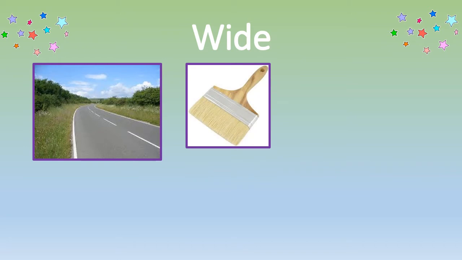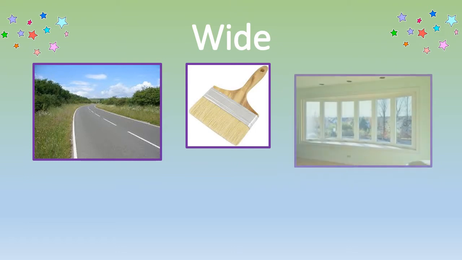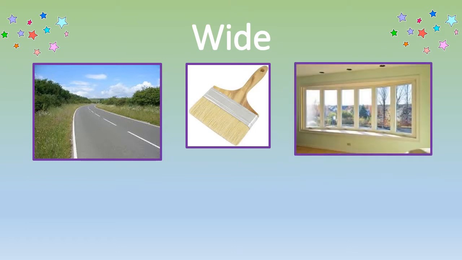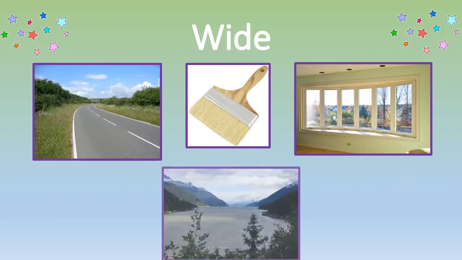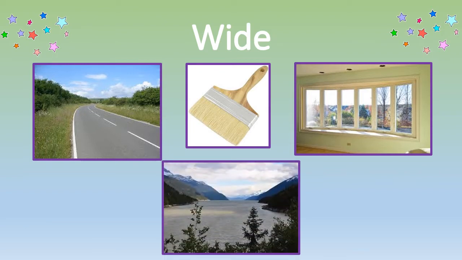Now, I found a picture of a wide paintbrush. I can see this is a wide paintbrush because there are lots of bristles on it. That will be perfect for painting your walls. Next, I found a picture of a wide window. I know this is a wide window because it's very big and I can see lots of things out of it. Finally, I found a picture of a wide river.